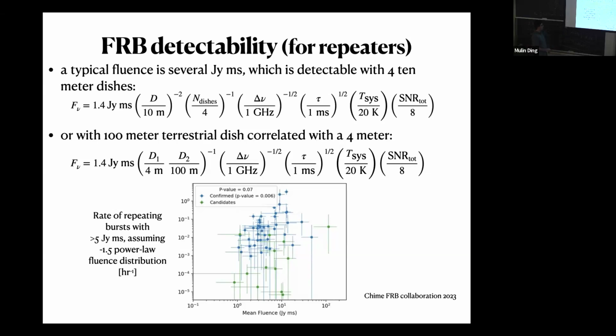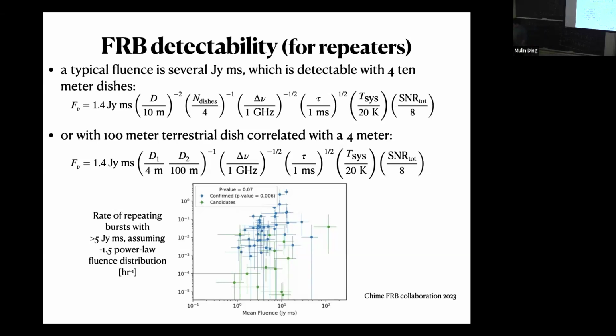And actually, this answers maybe some of the questions. These are all the repeaters that CHIME has detected as of a couple years ago. And this is their fluence. And this is how often they repeat above 5 Jansky milliseconds. So this is repeating every 100 hours, for example, above this relatively bright fluence.